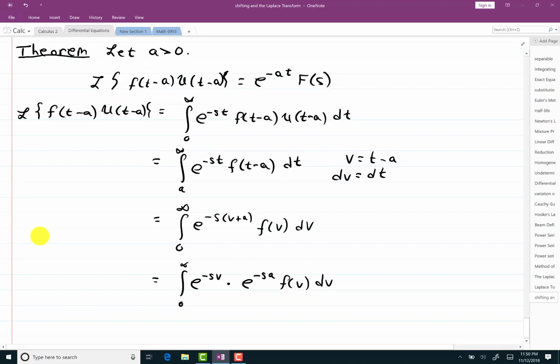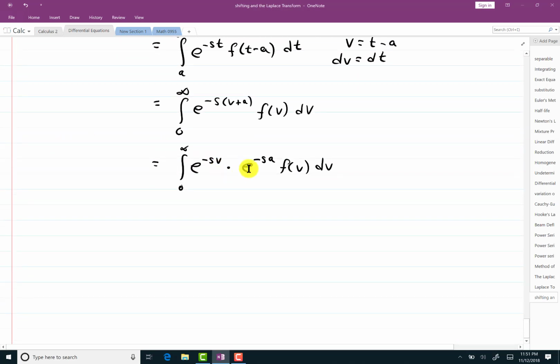And here you can see it, I have made a mistake right there. I can see that now that I'm doing the integral. You can see this whole thing is a function of s. I mean the entire integral is. So I can actually factor this out to the front, the e to the negative as, integral from 0 to infinity, e to the negative sv, f of v dv.